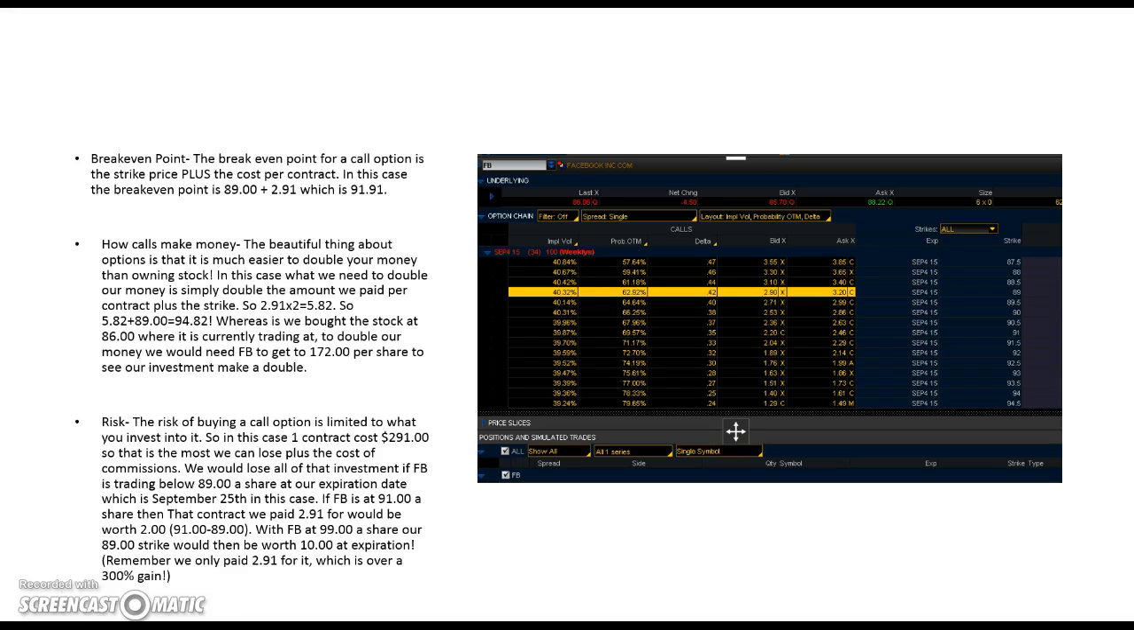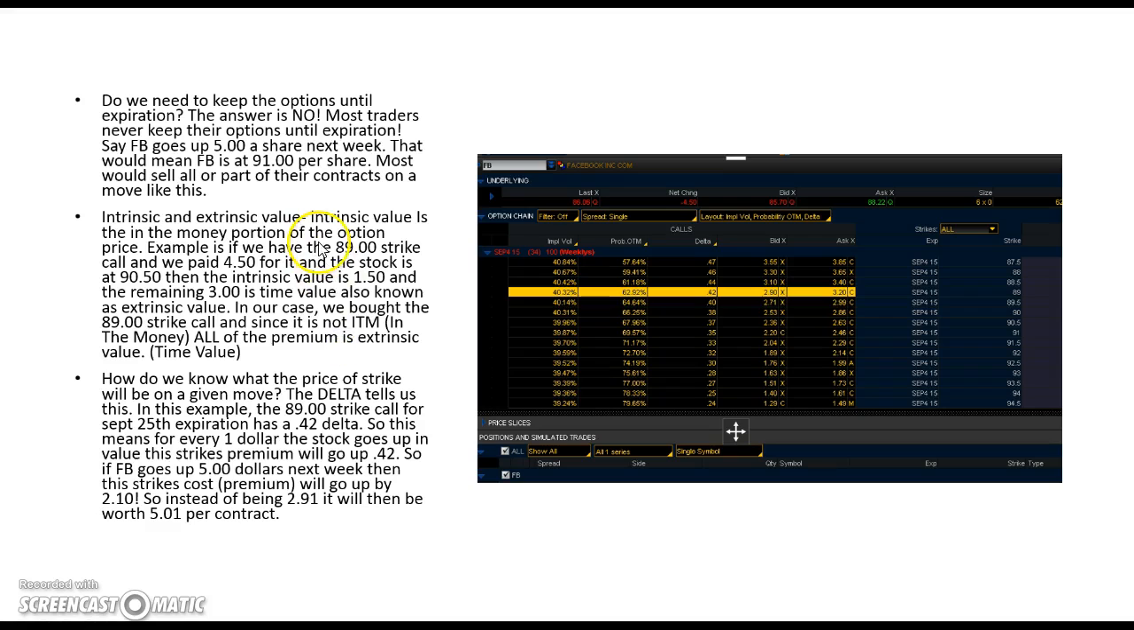Like I said, if it happens sooner, these are going to be worth much more than $10 because we have extrinsic value, time value, which gives the stock much more time to go higher and make us more money. So the extrinsic value is going to be higher in the premium here.